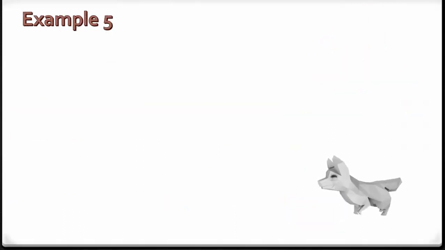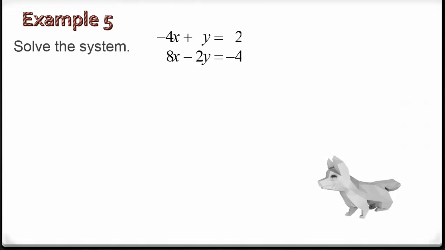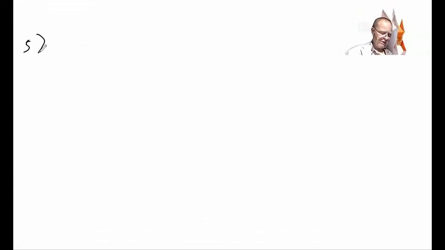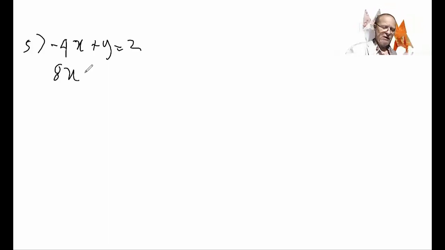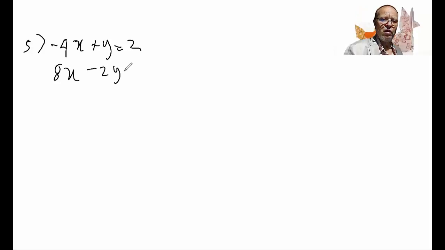In example number 5, we're asked to solve this system of equations. So let us go over to the whiteboard and work this one out. Now let's see what happens in example number 5. So here we have two equations, negative 4x plus y is equal to 2, and we have 8x minus 2y is equal to negative 4.